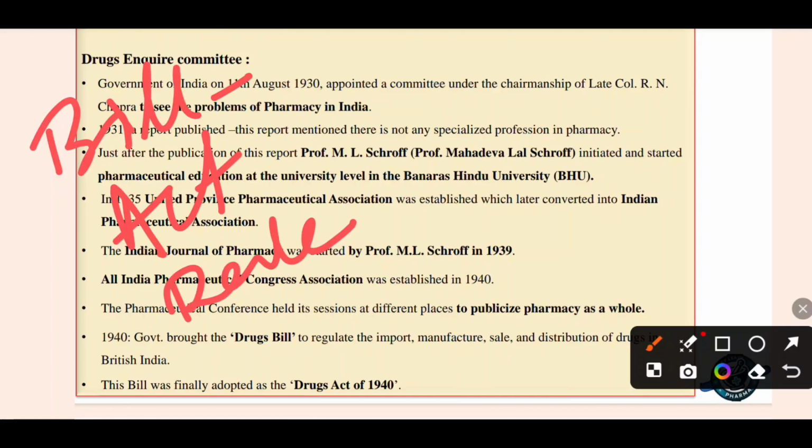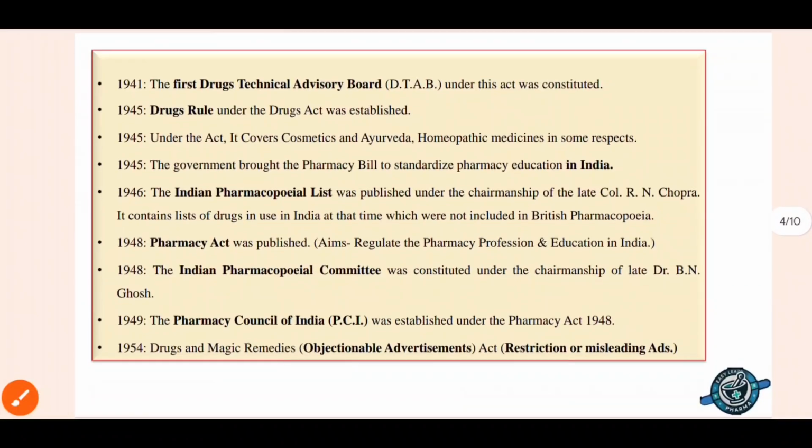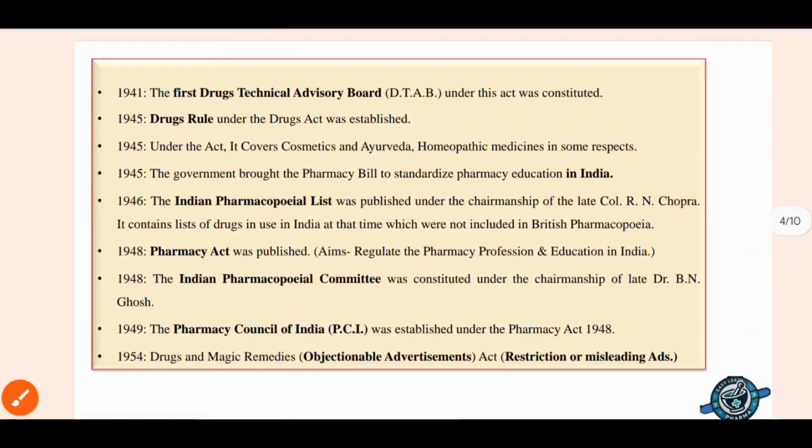So why in this case? To regulate the import, manufacture, sale, and distribution of drugs in British India, the government brought the Drugs Bill. First the government gave the proposal to the parliament, and after acceptance it was converted into the Drugs Act of 1940. Then to regulate this act, the rules and regulations were developed. Clear? And in 1941, the Drugs Technical Advisory Board under this act was constituted.